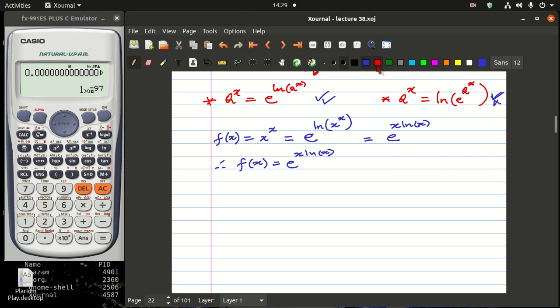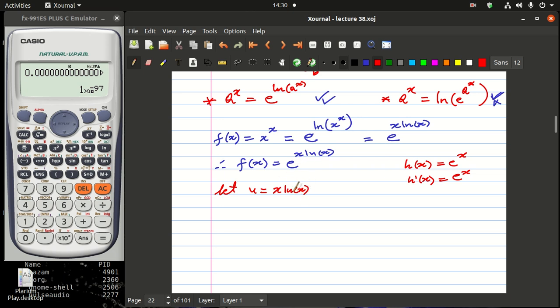Now, if this function was h of x equal to e raised to x, I know how to find the derivative of this. The derivative would simply be e raised to x, still the same thing. But instead of having just x here, I have something sitting in the place of x. I am going to let u be x ln of x.